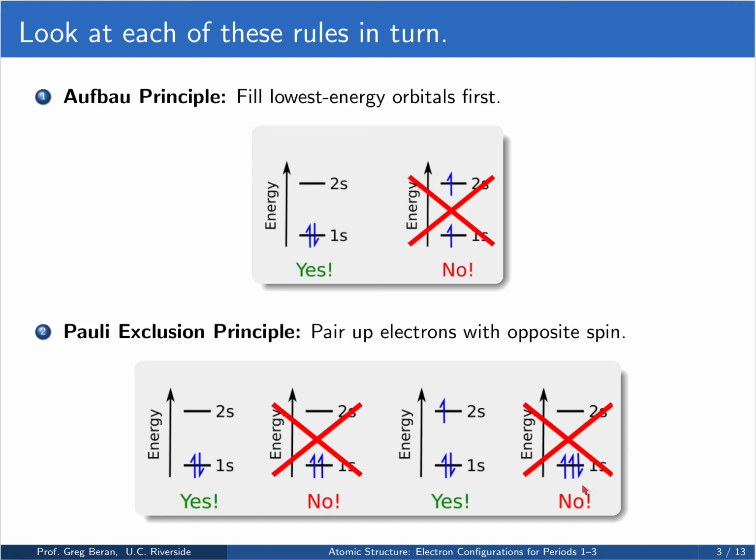And in contrast, something like this configuration on the right, where I have three electrons, two spin up and one spin down in the 1s, would be incorrect because it violates the Pauli exclusion principle. I have two electrons in the same orbital with the same spin. These first two both are in the 1s orbital with spin up, and that's against the Pauli exclusion principle.